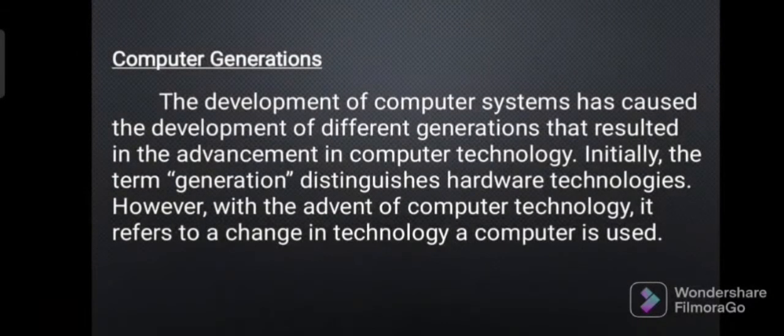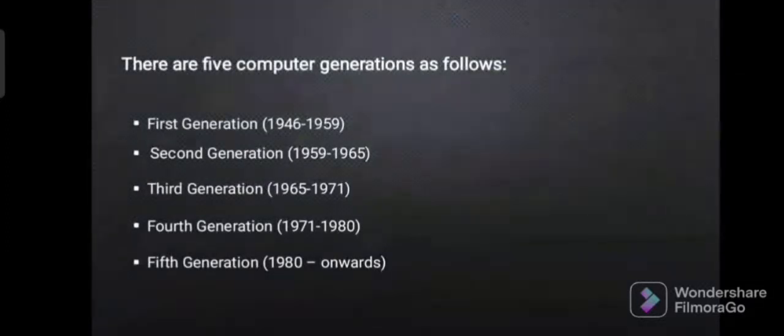Computer generations. The development of computer systems has caused the development of different generations that resulted in advancement in computer technology. Initially, the term generation distinguished hardware technologies. However, with the advent of computer technology, it refers to a change in the technology a computer uses. There are five computer generations as follows.